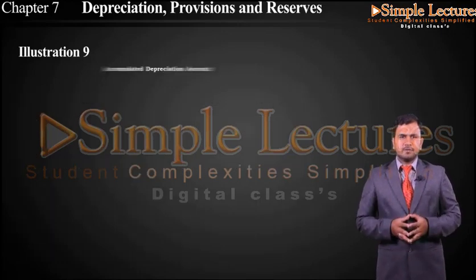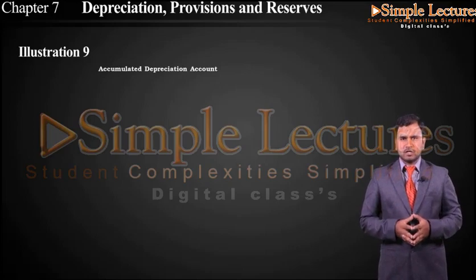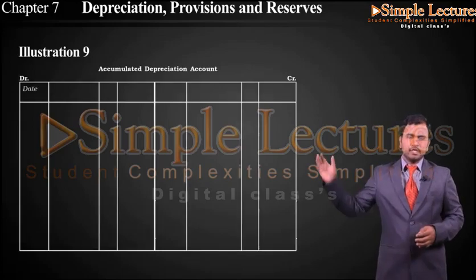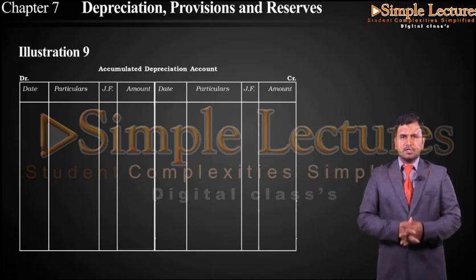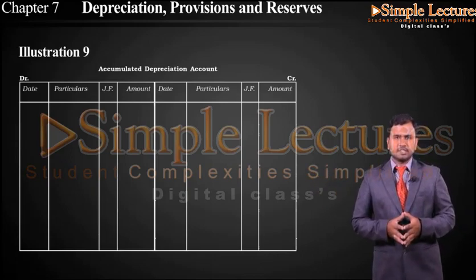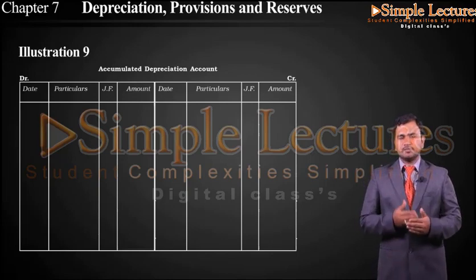Now let us prepare the accumulated depreciation account, where the format remains the same again: date, particulars, journal folio, amount, and date, particulars, journal folio, amount. So first depreciation we are going to charge in the credit side, and the later depreciations will be added year by year.